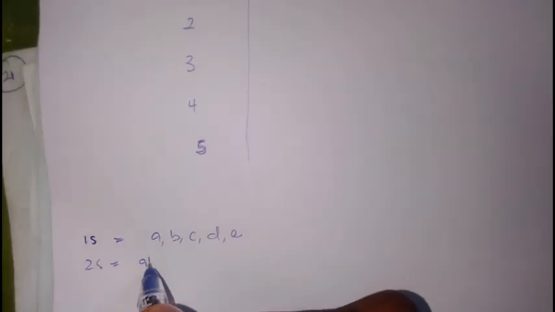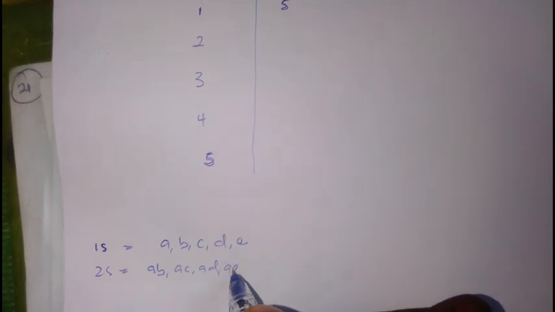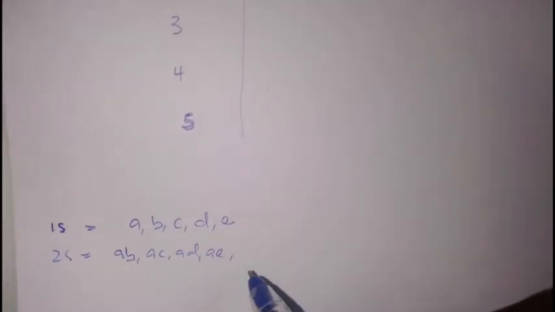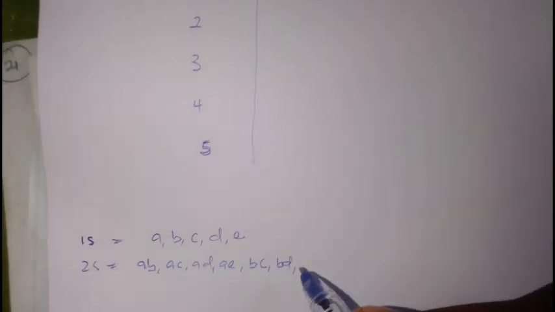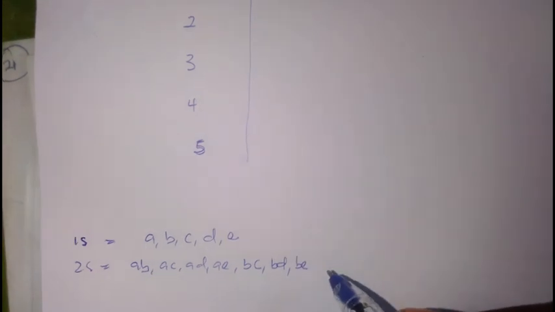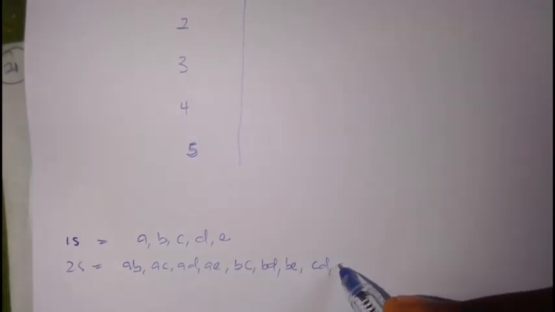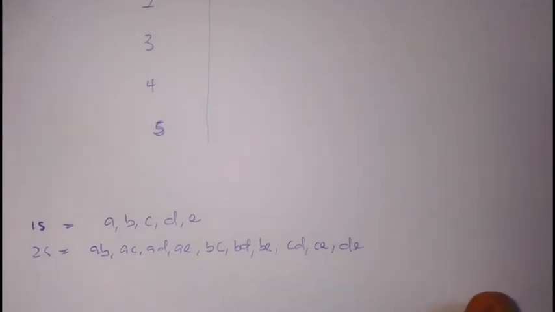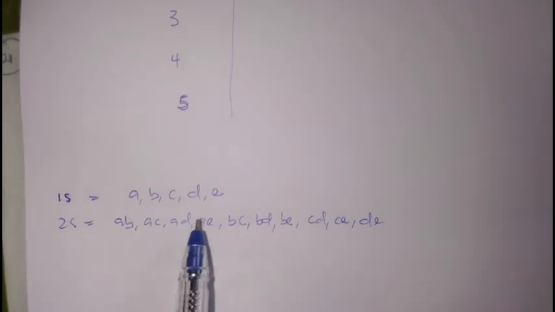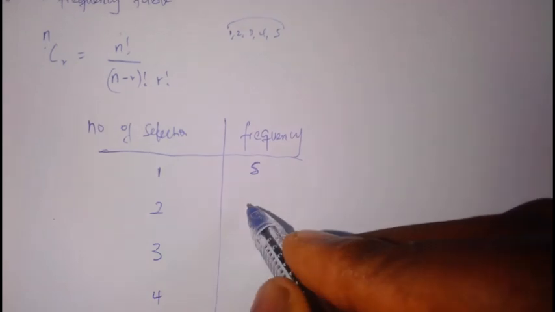Now, for 2 selections, selecting them 2, 2, it becomes AB. For A, it becomes AC, AD, AE. That's all for A. Let's go to B now. BC. After B is C, after C from B is D. So BD, BE. That's all, since I'm ending in E. Then for C, I have CD and CE. Then for D, I have DE. That's all for that. How many do we have? 1, 2, 3, 4, 5, 6, 7, 8, 9, 10. So selections for 2 is 10.